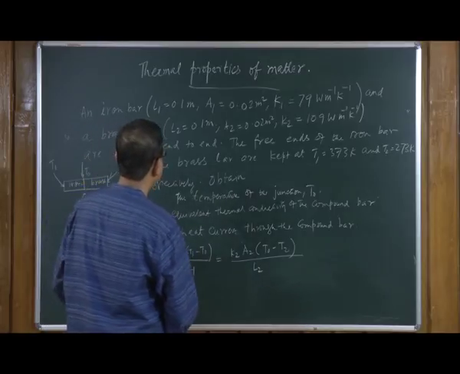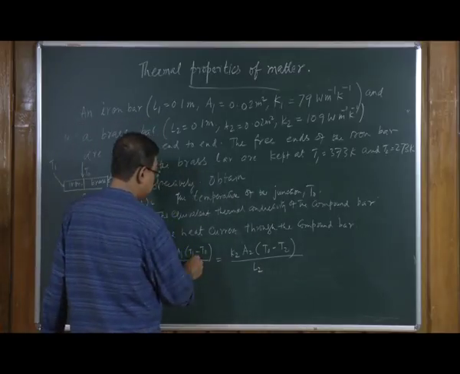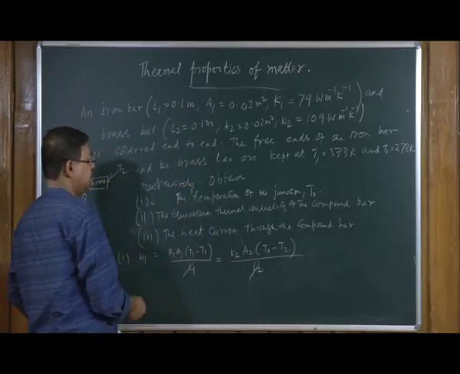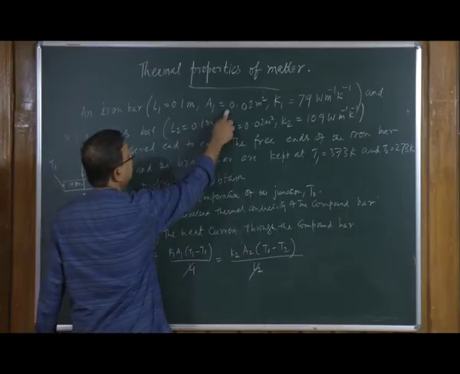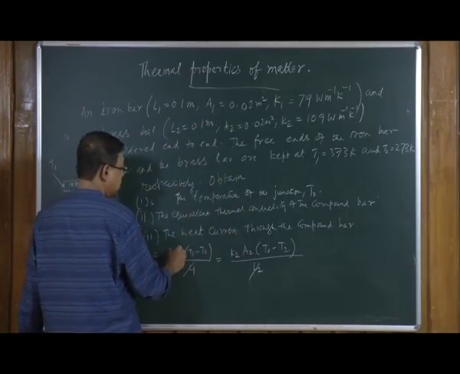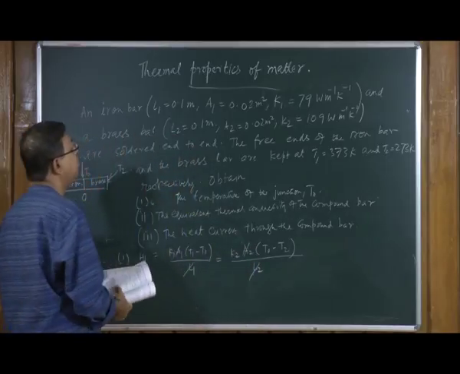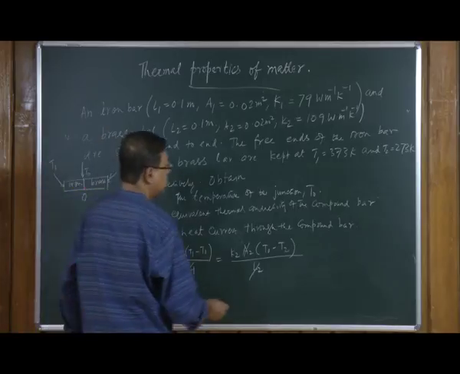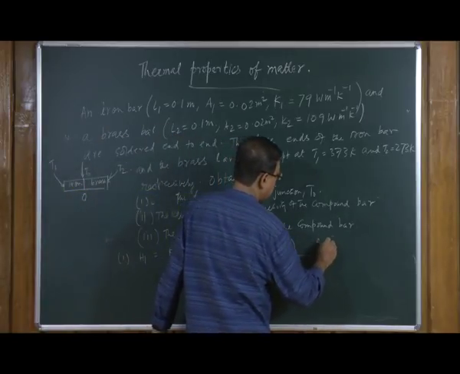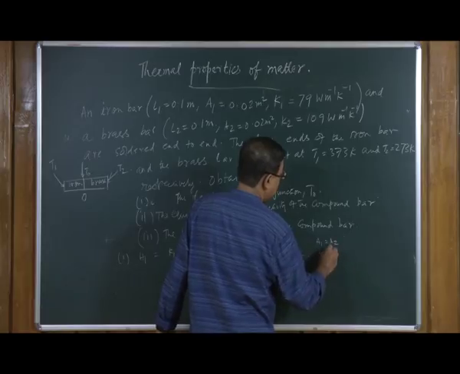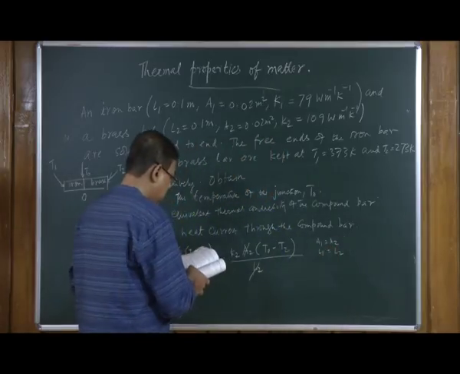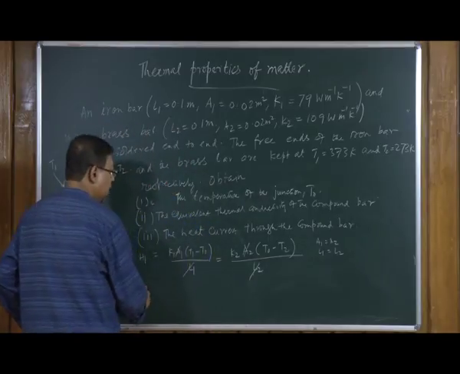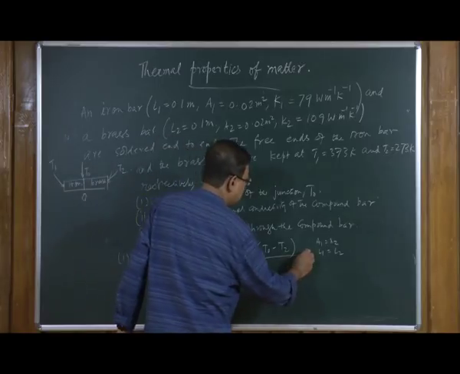Now, if you have a look at it, L1 and L2 are the same. Both are equal to 0.1 meter, and similarly A1 and A2 are the same, both 0.02 meter square. So, A1 equal to A2 and L1 equal to L2. We land up with a simple equation which is K1 (T1 minus T0) equal to K2 (T0 minus T2). So, this is equal to my H2.